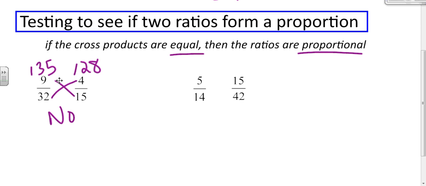I could also multiply 14 times 15, and that is 210. And then 42 times 5, which is also 210. So 5/14 is proportional to 15/42.